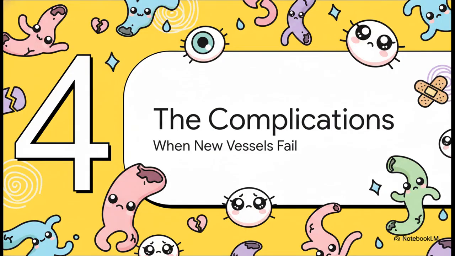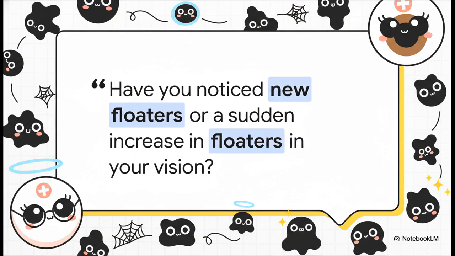Which brings us to Section 4, the complications. What happens when these new vessels fail? Because when those fragile vessels inevitably fail, we hit the absolute most dangerous phase for our patient's vision. And this brings us right back to that vital history question we covered earlier. Have you noticed new floaters?